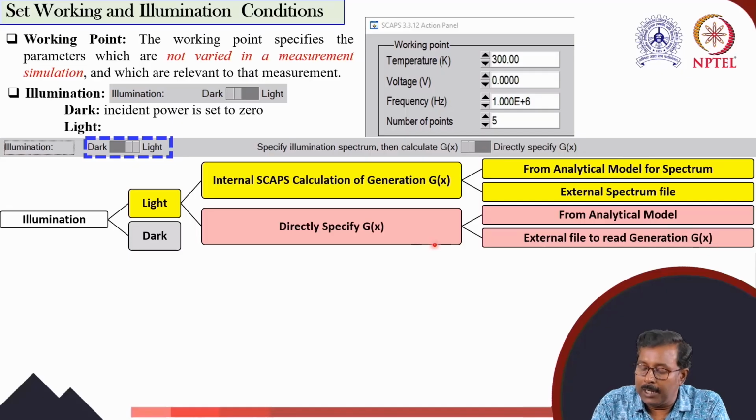So you can directly put the GX value, sometimes it is required. Instead of giving the model the spectrum, from the spectrum it automatically calculates the generation rate by alpha, that formula that you remember: alpha into (1 minus R), where R is the front surface reflectivity, e to the power minus alpha x, and phi, the intensity I, alpha I e to the power minus alpha x. That it can calculate. But after calculation from any other program, you can directly specify the generation rate also.